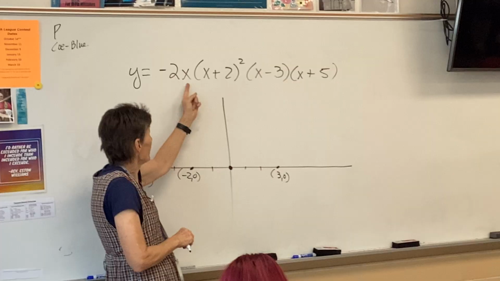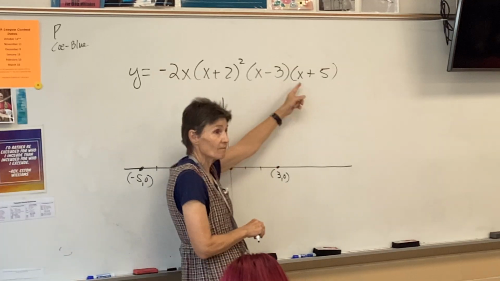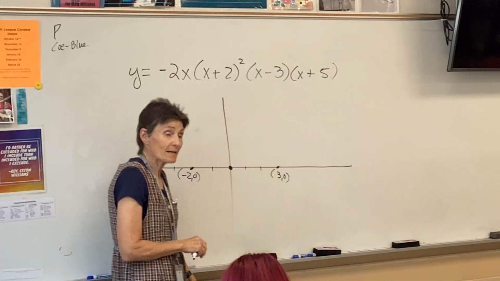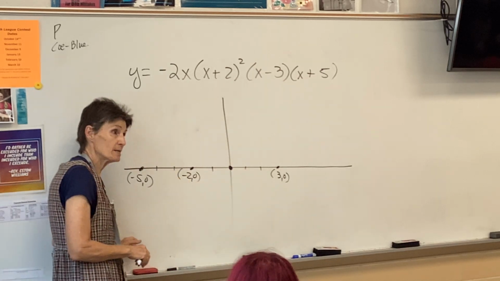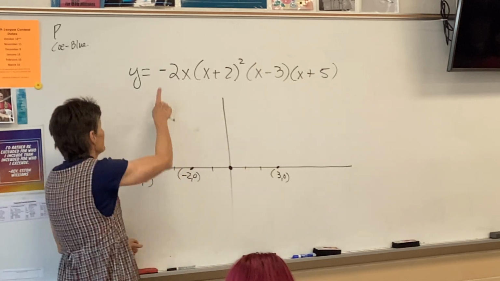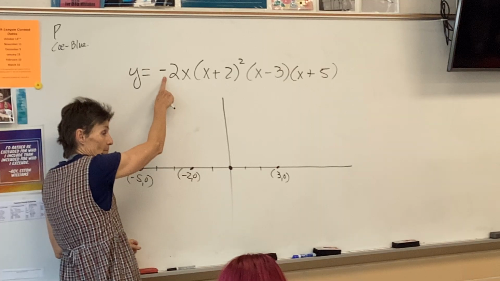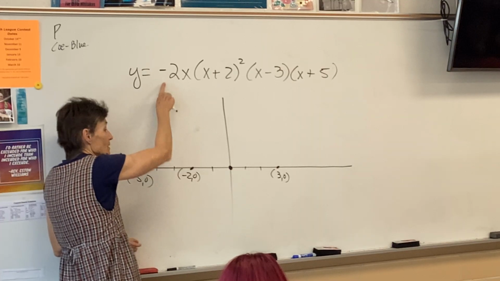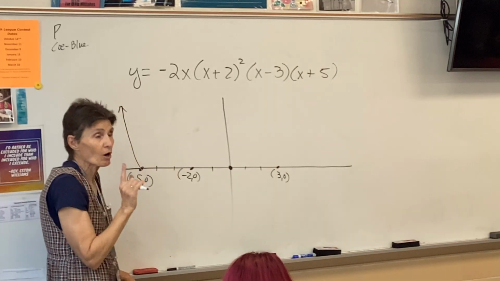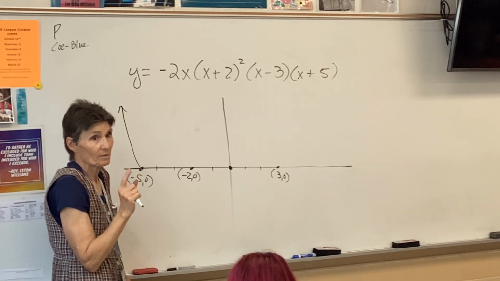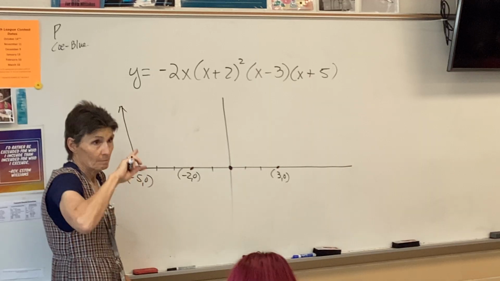So now, 1, 2, 3, 4, 5 x's. Yeah, that is an odd number. 5 is odd. Odds start down here. Except, did you notice that? So it's the opposite. That means I'm gonna start up here. Normally, I would not start up there with an x to the fifth, but it's upside down.